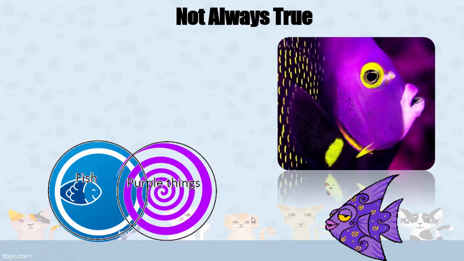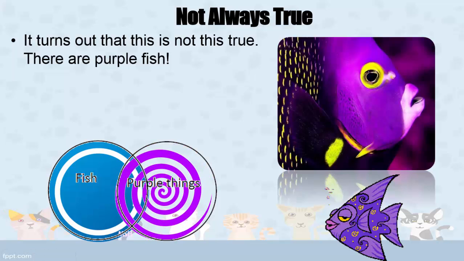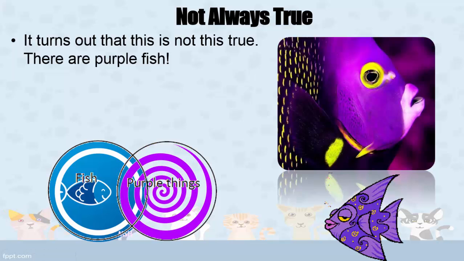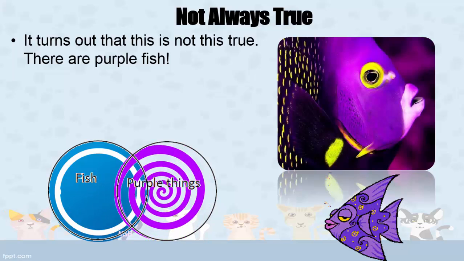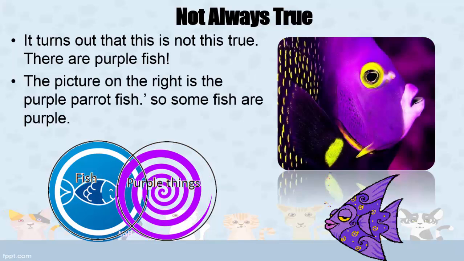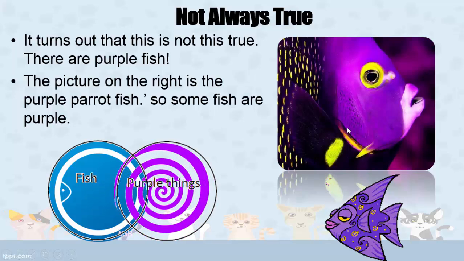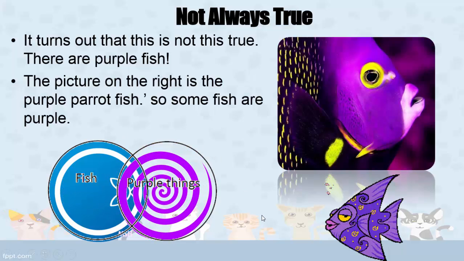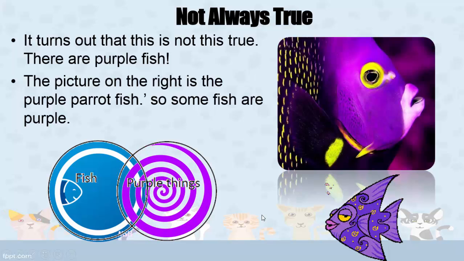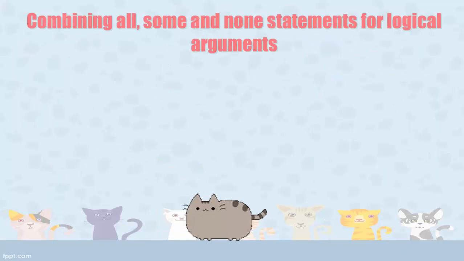But this is not always true. Just like I mentioned earlier about the birds, yes, ostriches are birds, but to my knowledge, I don't think they fly. Well, it turns out that this is not true either for purple fish. In the picture here at the right is what is called a purple parrotfish. So there are fish that are purple. So you would draw it with the intersection. But the issue that comes up here, like for example with the birds or the purple fish, is the idea of bringing in external knowledge.